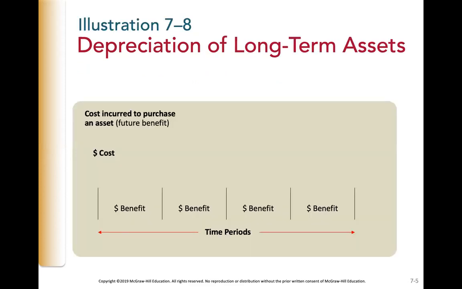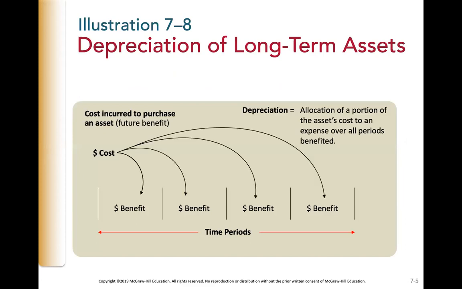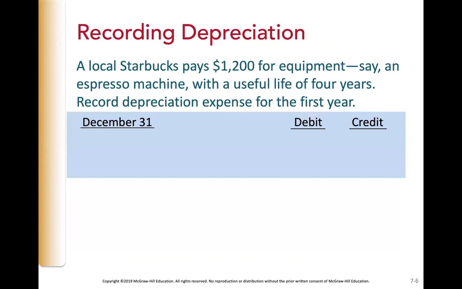So for example, if you have an asset cost and it has a 4-year benefit life, we're going to allocate that cost to each period so that the cost incurred is the total cost, and then you allocate it to the benefit it provides over the 4 years. We've already seen a journal entry for recording depreciation in the past, so this should be a review to you.